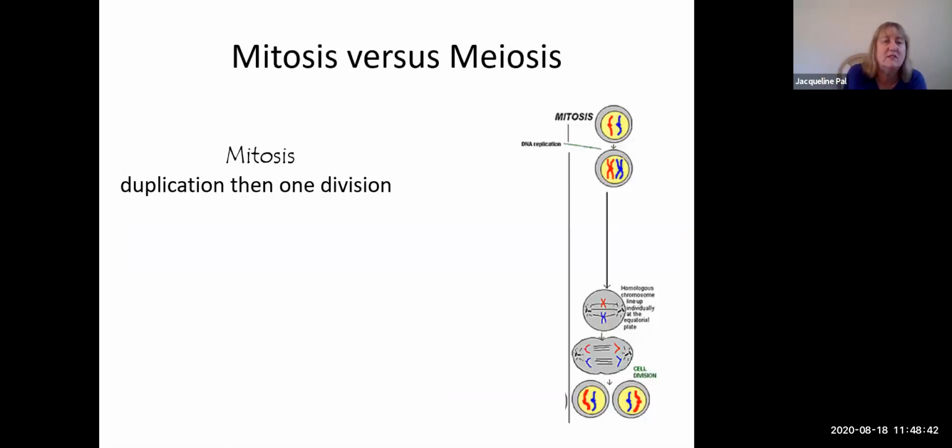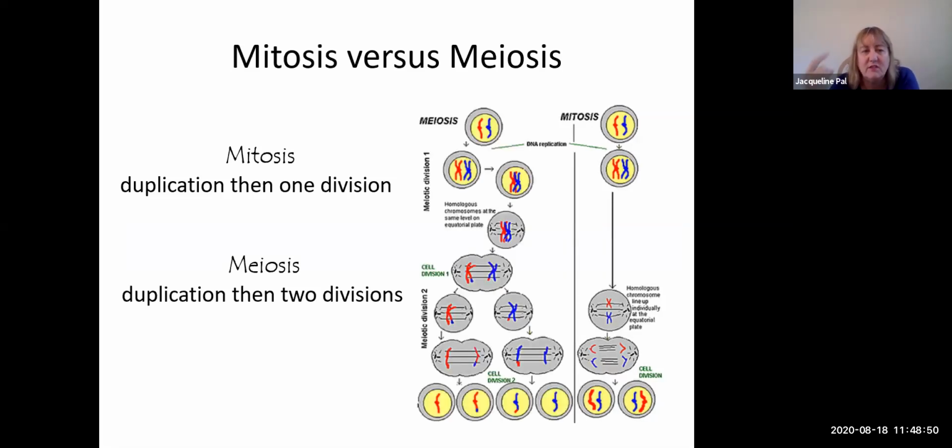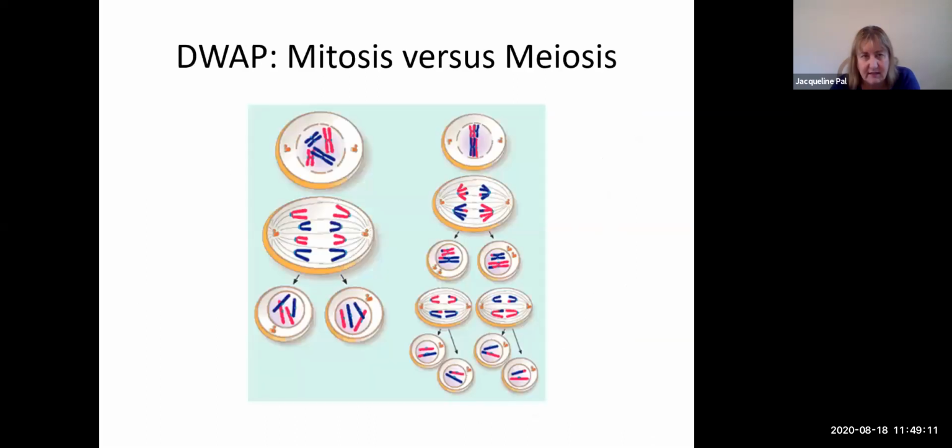So, mitosis versus meiosis. Mitosis, 1 duplication, 1 division. Siblings look like each other and look like the parent. Meiosis, 1 duplication, then 2 divisions. Plus we've had 2 things which lead us to genetic variability. We've had crossing over, and we've had the random alignment or independent assortment, whichever term you want to use. And because of the 2 divisions, we end up with 4 haploid cells.